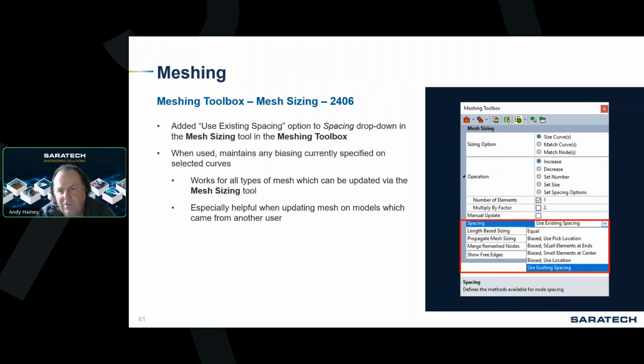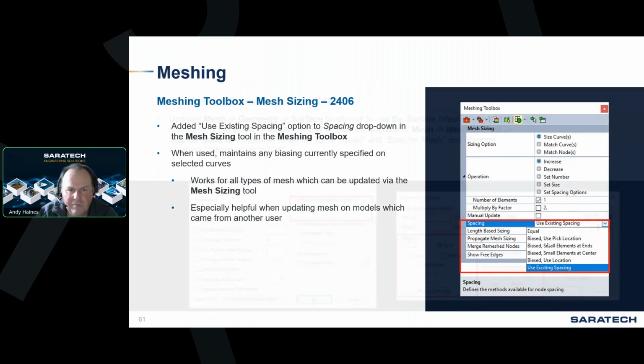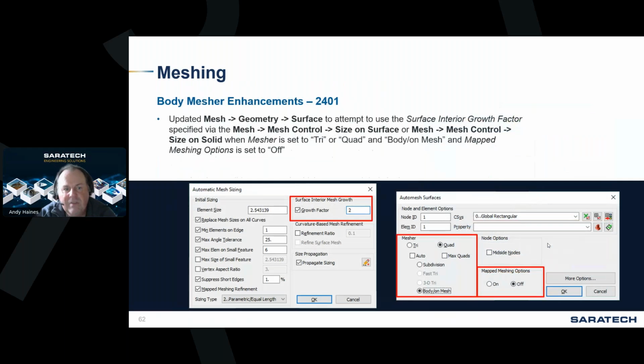Instead of having to know what the biasing was, which side it was, you can just have it automatically use it. So as you increase, decrease, set number, whatever, it will basically just keep the original spacing. It'll keep the original biasing. This is especially good if somebody handed you a model and you weren't the original creator, so you don't know the biasing, anything like that.